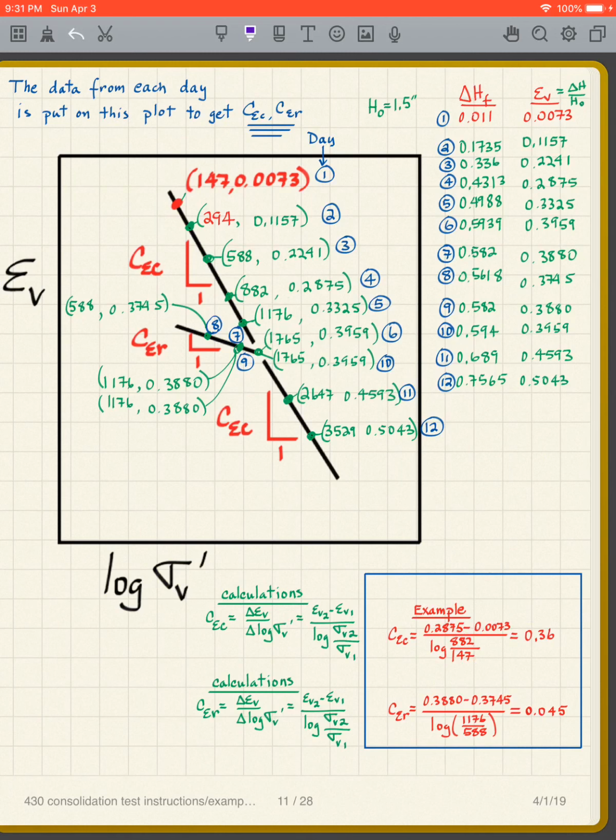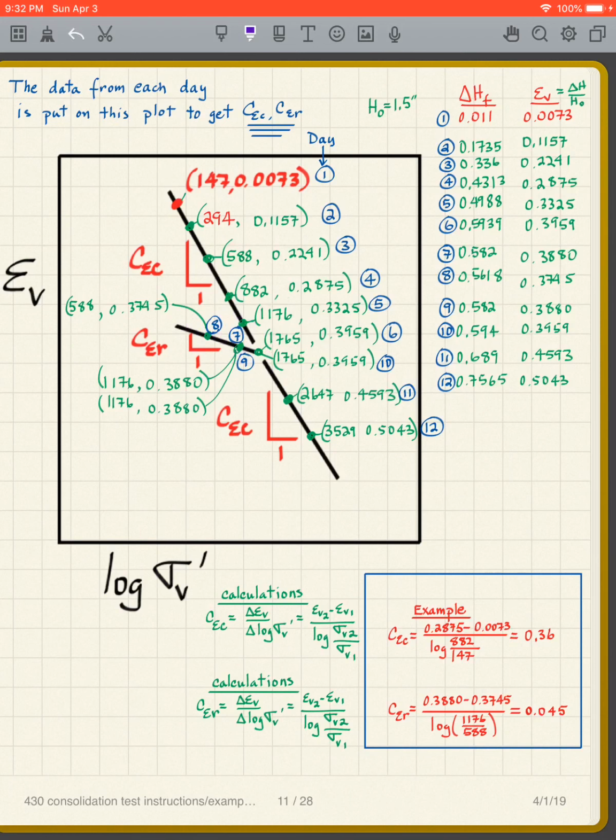Similarly, for C-epsilon-r, I've got to choose 2 points on the C-epsilon-r line, which is here. So I'm going to choose 8 and, what was it, 3, or sorry, I chose 7 and 8. Yeah, so I did choose 8. Okay, 7 and 8.